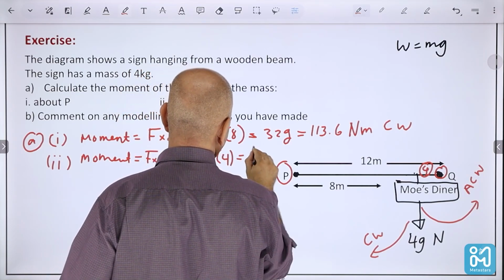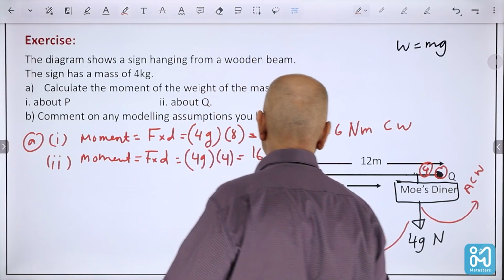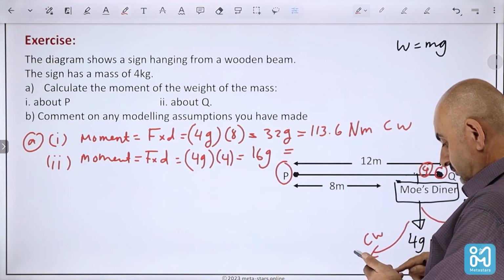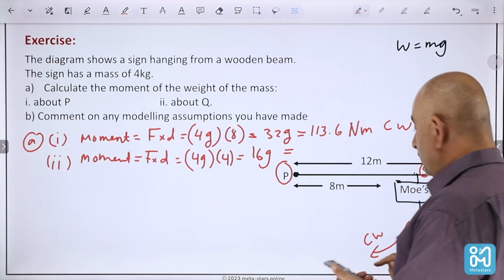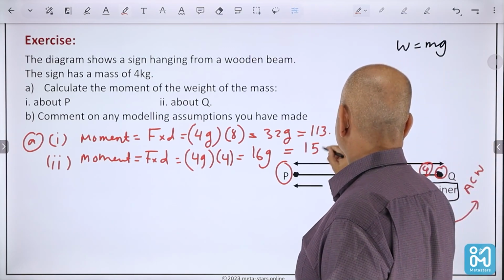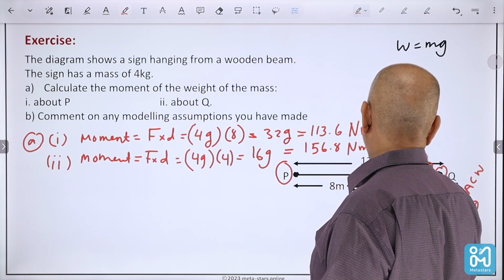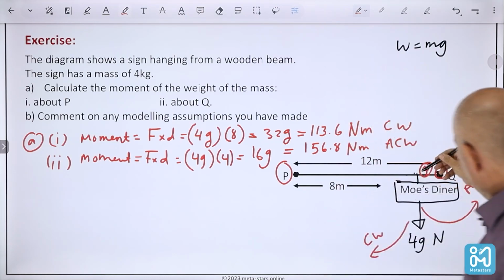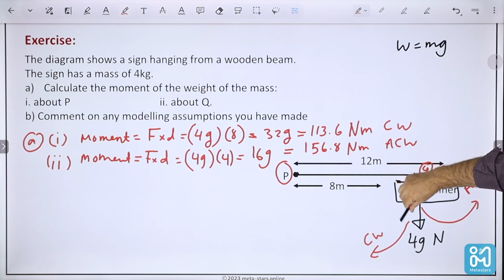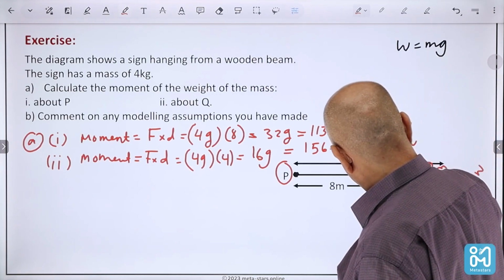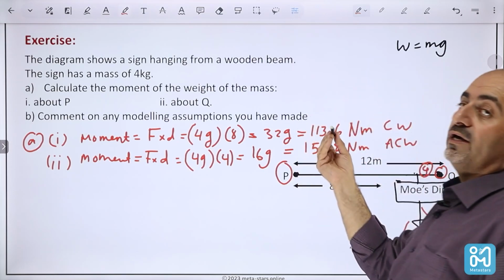And that's going to be what? 16g, which is 156.8 Newton meter anti-clockwise. Because about the Q, the moment will be what? Look, what's that? That's anti-clockwise. The weight of the sign about P will be what? Clockwise. There you go.